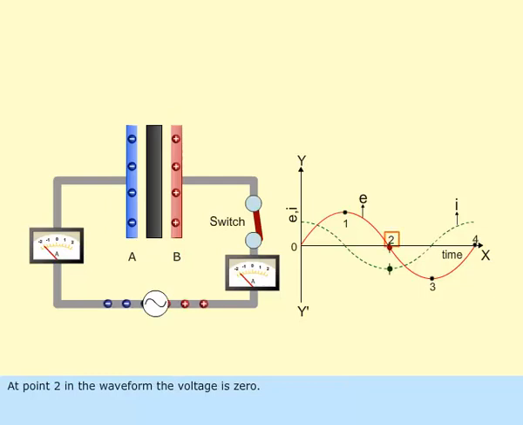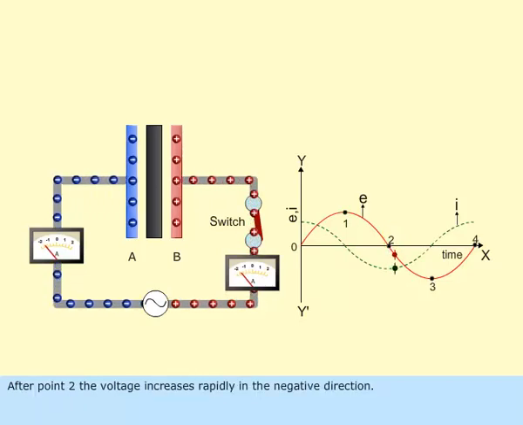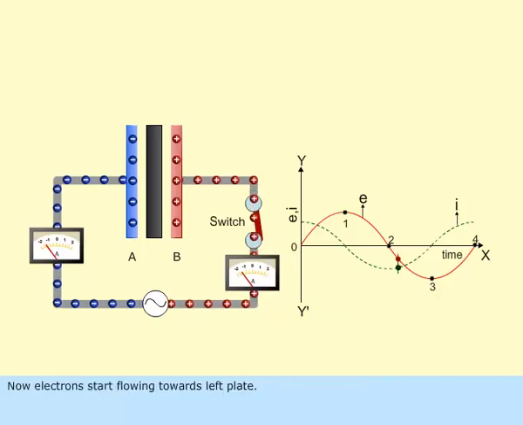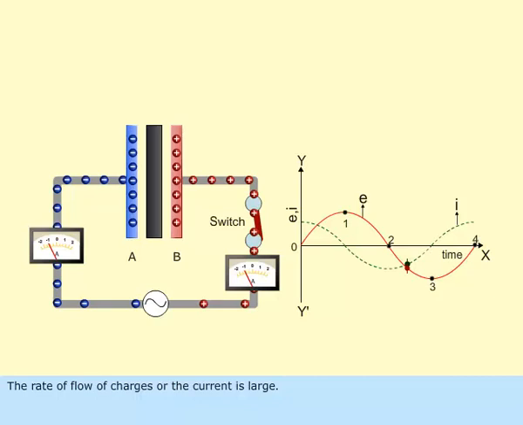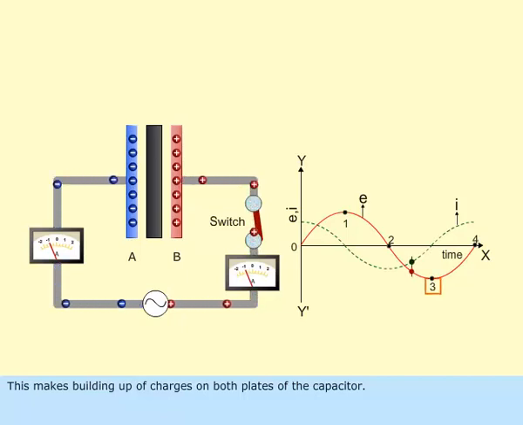At point 2 in the waveform, the voltage is 0. After point 2, the voltage increases rapidly in the negative direction. Now electrons start flowing towards the left plate, and positive charges start flowing towards the right plate. The rate of flow of charges, or the current, is large. This makes a building up of charges on both plates of the capacitor.